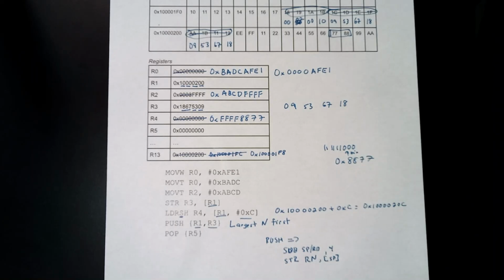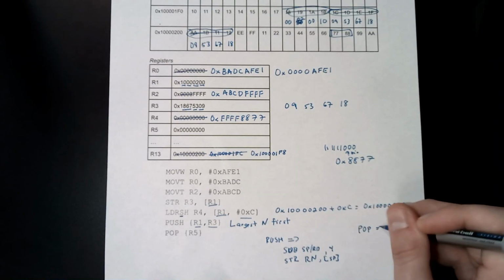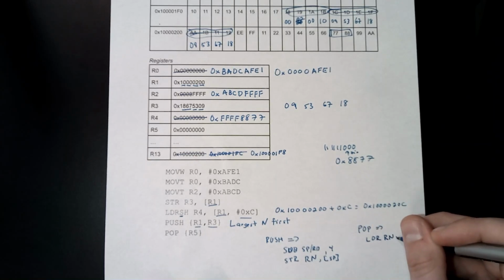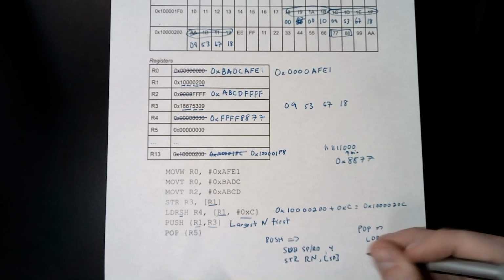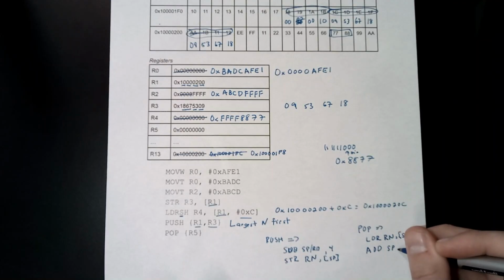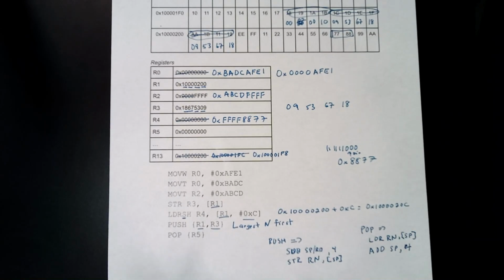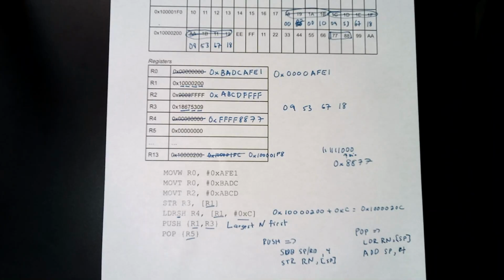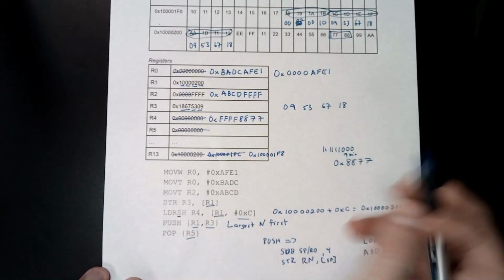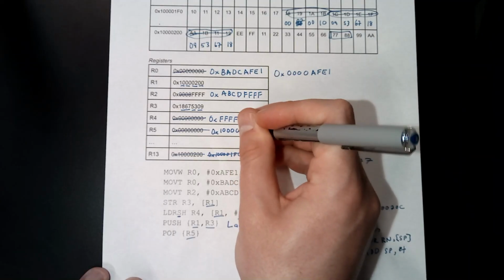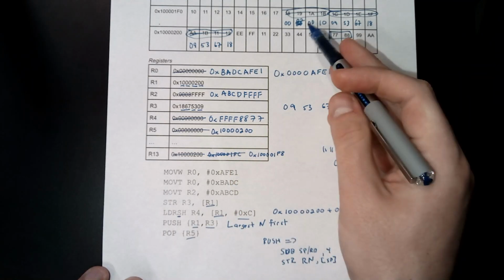Now we're going to do a pop. Pop is load into Rn from the current stack pointer, and then add 4 to the stack pointer. So we're loading something into the given register, that's R5, and we're incrementing the stack pointer by 4 when we do that. R5 is going to become the value that's currently in memory there. So that's going to be the 0x10000200 value that we're taking from memory.